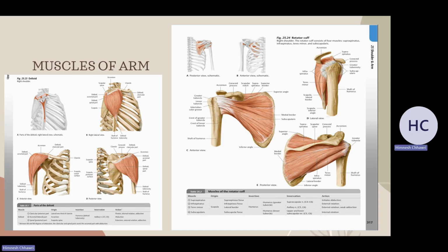Then you have the infraspinatus. Infraspinatus originates from the infraspinous fossa, with the same insertion into the greater tubercle, and is innervated by the suprascapular nerve. Again, brachial plexus, so you need to know it absolutely.